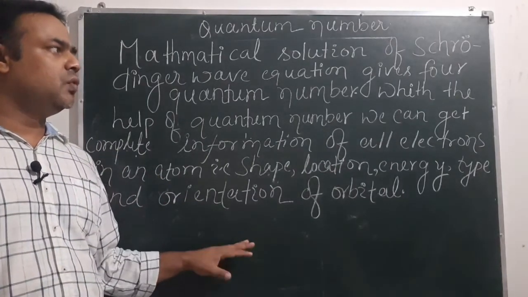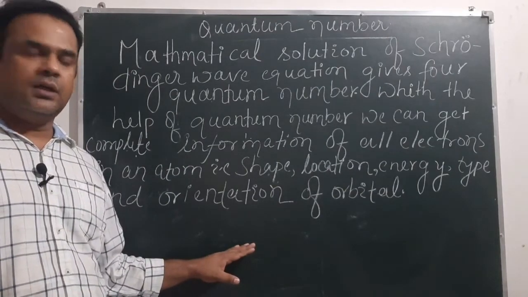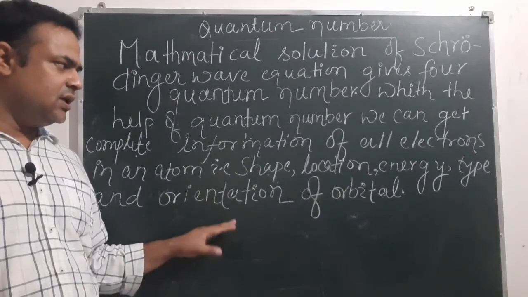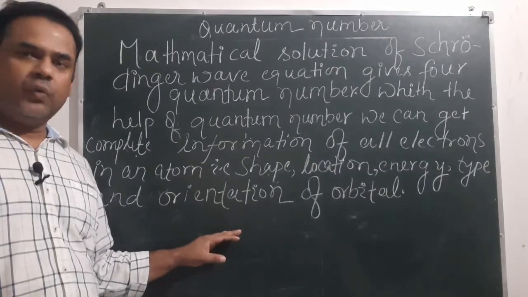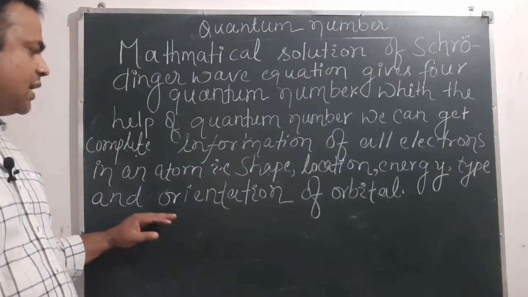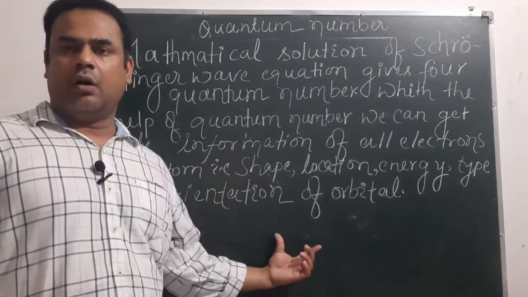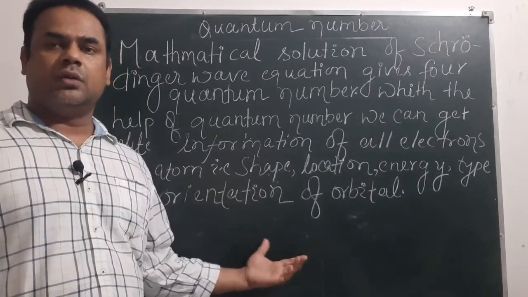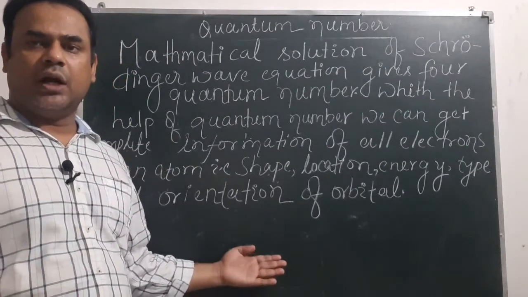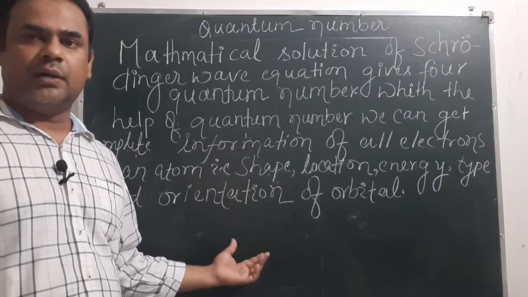So once we know the 4 quantum numbers, we can explain the shape, location, energy, type and orientation of orbitals. So now we are going to see what those 4 types of quantum numbers are.